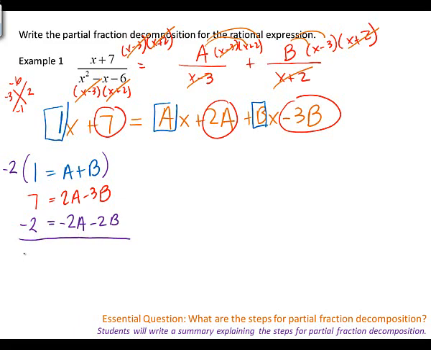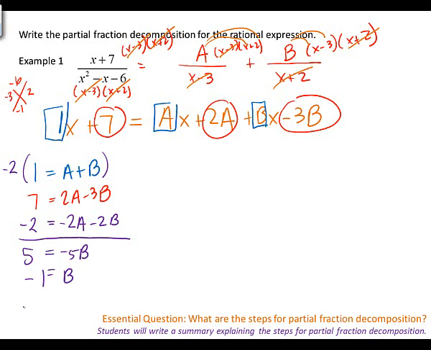So what's 7 minus 2? 5. The a's are gone. What's negative 3b and negative 2b? Negative 5b. And then divide by negative 5, and what do you get? Negative 1. So I solved for b.